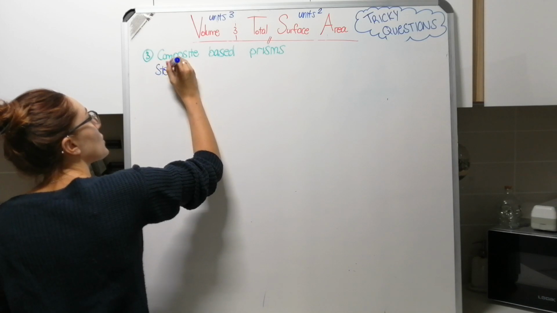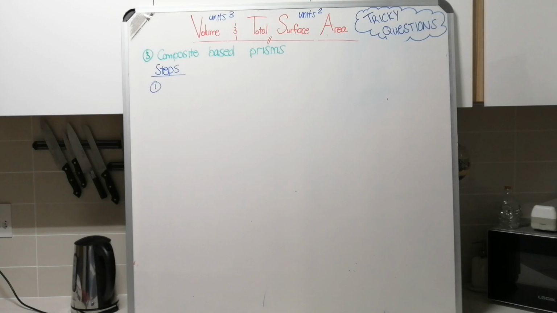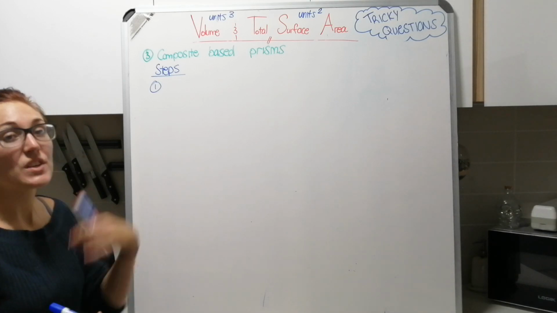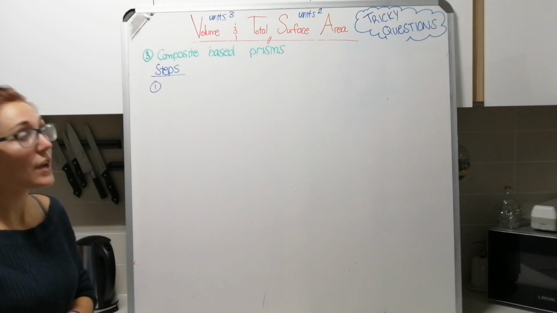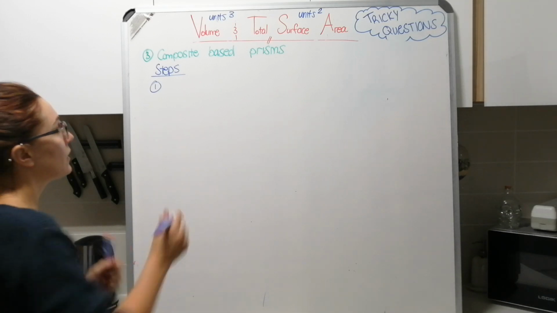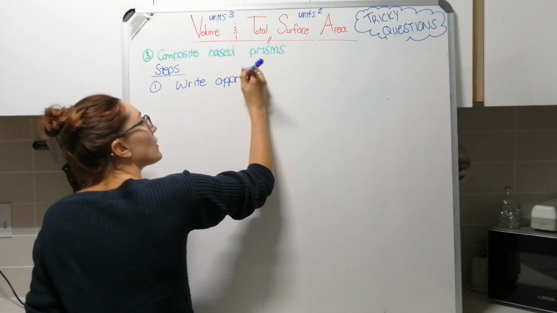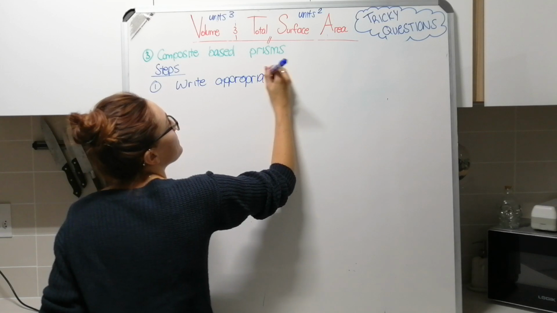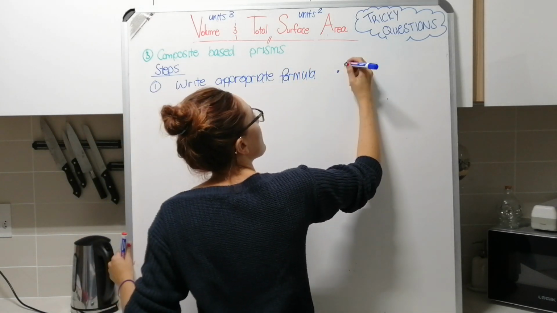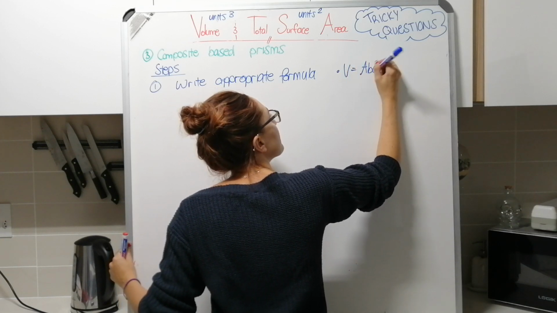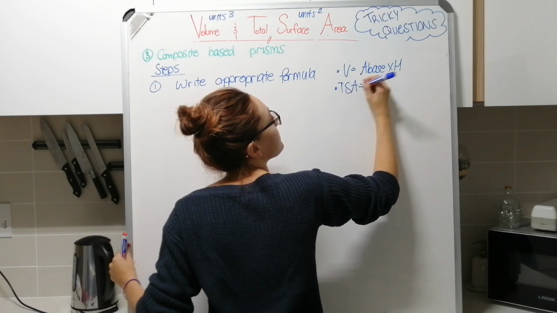In order to answer questions like this, the first thing you do is you write the formula for what the question is asking. So if the question is asking for volume, you write your volume formula. If the question is asking for total surface area, you write your TSA formula. So write the appropriate formula, either the volume or the total surface area.